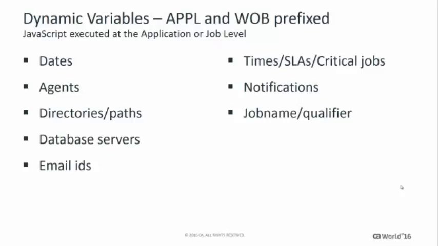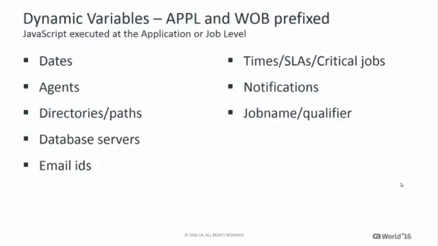So dynamic variables would be the application and WAB prefix ones, because these are things that will change quite frequently. So dates change all the time. The scheduled date would be the same for, say, a 24-hour period, but it's going to change every day. So it's more of a dynamic variable than it is a static variable.